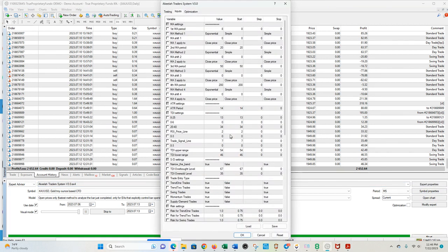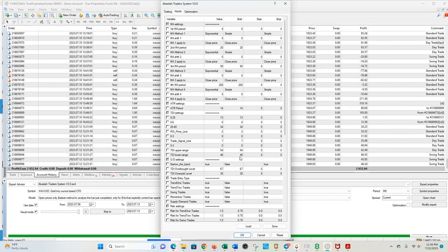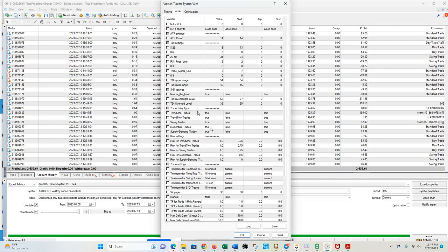Under the properties, again, our capabilities are just huge with this overall trading system. What we were trading during that time was all five trading strategies here. Again, some of these have been renamed. They're renamed now to Trend 1, Trend 2, Swing, Momentum, and Supply and Demand. The strategies are exactly the same. It's just the names are a little different.